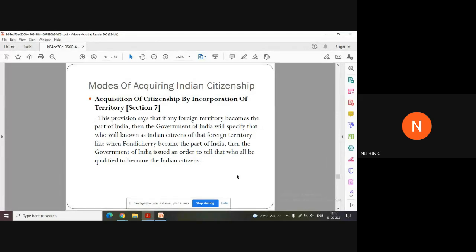Acquisition of citizenship by incorporation of territory. You can just go through that. And this is applicable when any foreign territory is becoming a part of India. Then the government of India will specify who all will become the citizens of India.